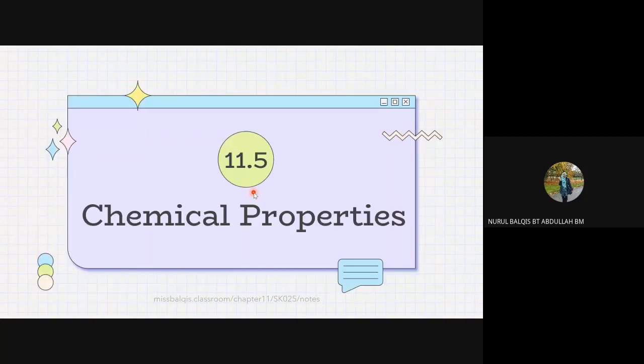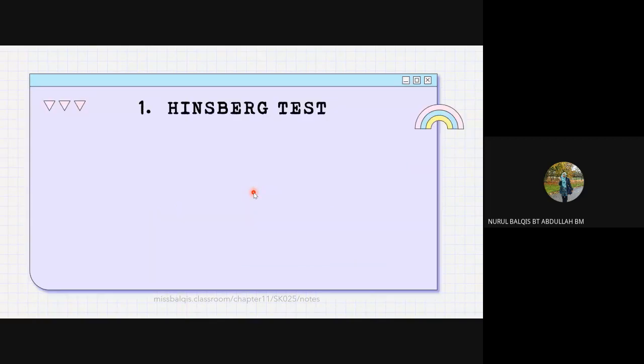Okay, as for chemical properties, the reactions. Okay, kita akan guna Hinsberg test. Kita ada nitrous acid test dan juga kita panggil satu tu, bromine water. Okay, semua ni dia sebenarnya kalau dia nama test ni dia pun boleh guna untuk reactions lah. Okay, tapi dalam amine ni memang dia semua boleh ada test juga.